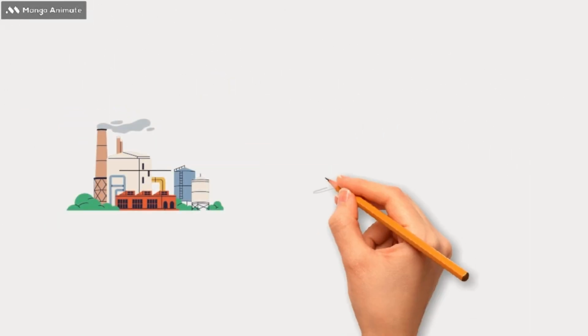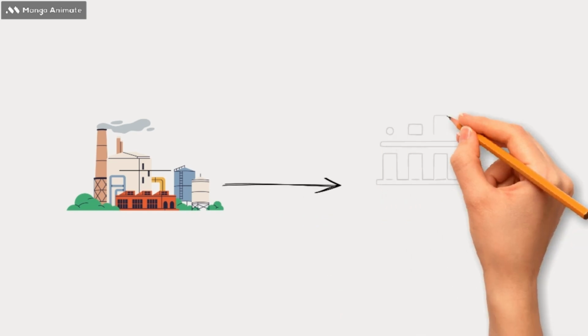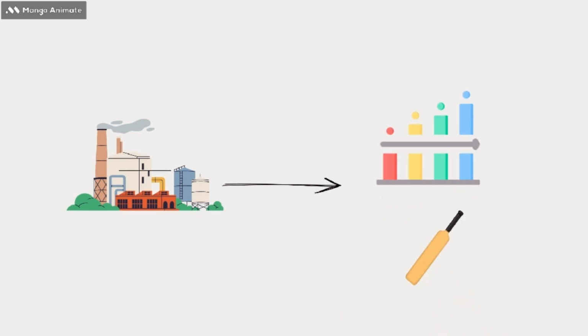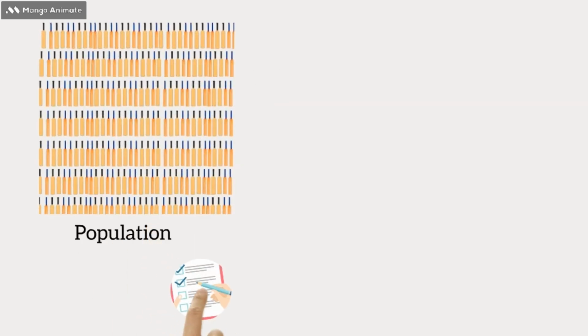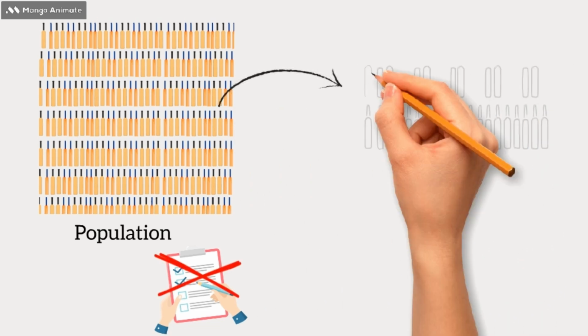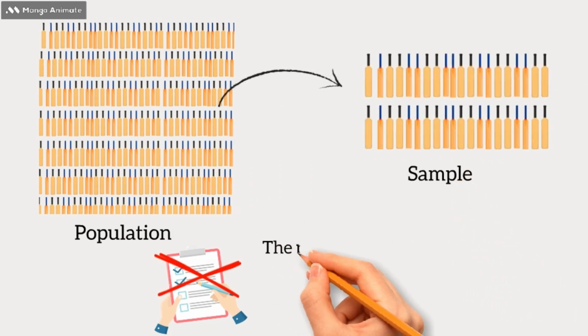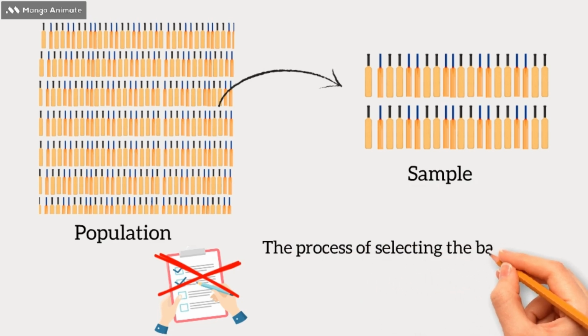For example, a cricket bat manufacturing unit is interested in learning the average lifespan of their bats. The entire output of the bats will be considered as the population, since it will be impossible to check every bat's lifespan. So, we will select the bats randomly from the population. The process of selecting the bats is known as sampling.